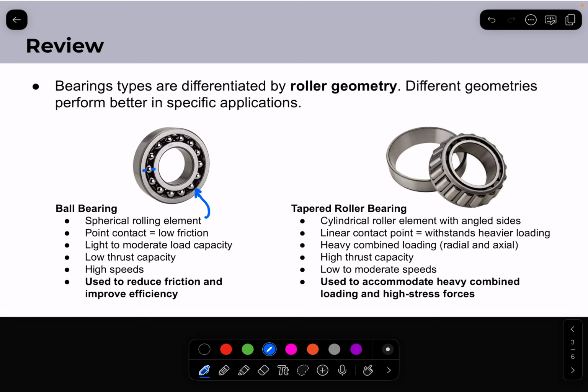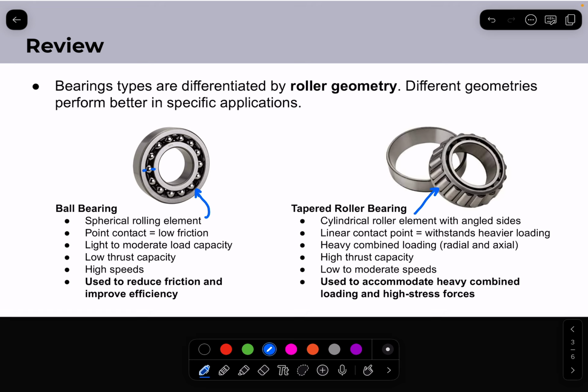Then if you switch over to the other side, we have a tapered roller bearing with a unique rolling element. It's kind of like a cylinder, but the edges of the cylinder are tapered, so the diameter is smaller on one end than it is on the other. Compared to a ball bearing, they have a linear contact. So where the bearing interfaces with the inner and outer rings can be defined by a line. So this creates more friction, but it also allows the bearing to withstand heavier loading.